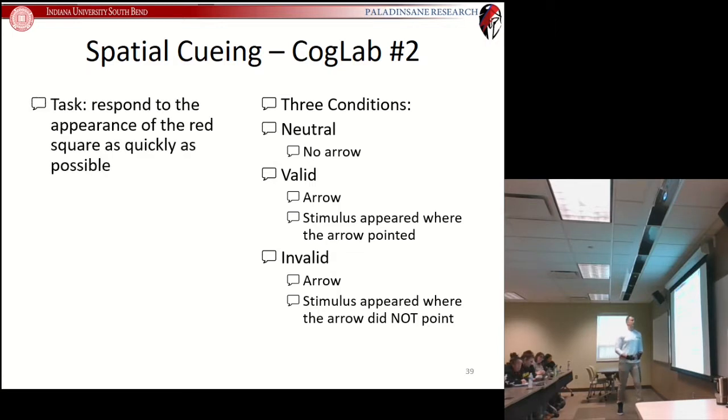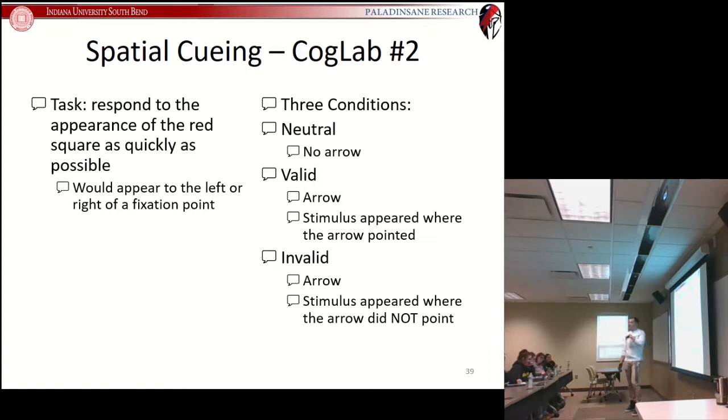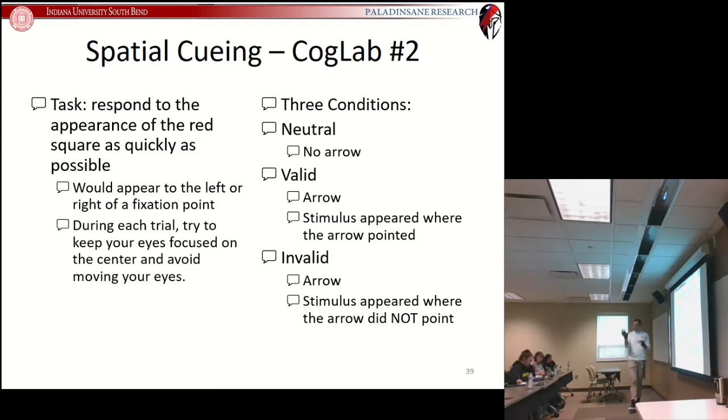So your task was to respond to the appearance of a red square as quickly as possible. That was your task for this. That was the target that you have to find. And it would either appear to the left or to the right of a fixation point. So you are focusing on a center point, target would appear to the left or the right, and you tried to keep your attention focused on the center, and you would indicate as quickly as possible when you found that particular target.